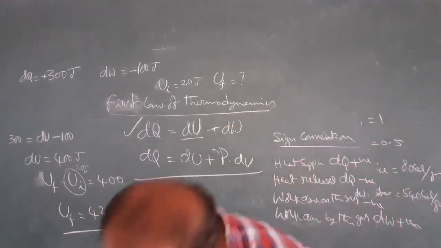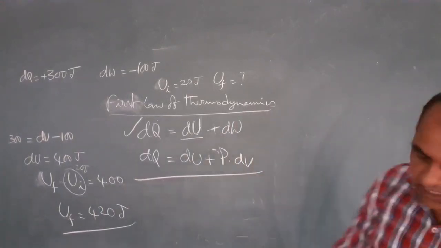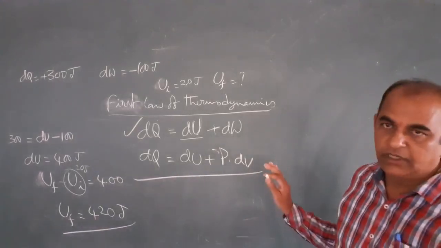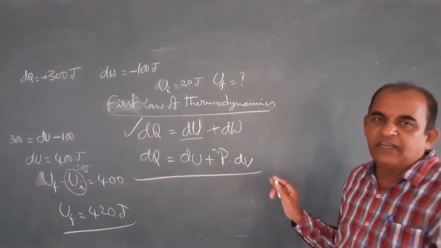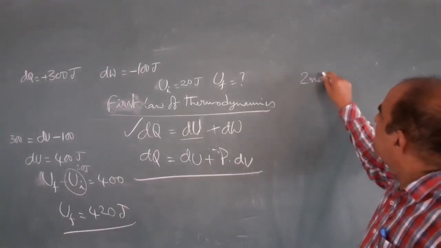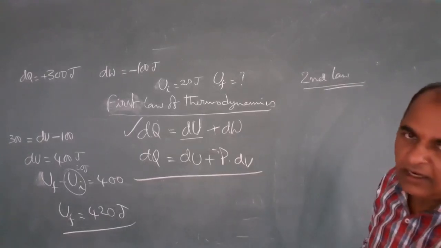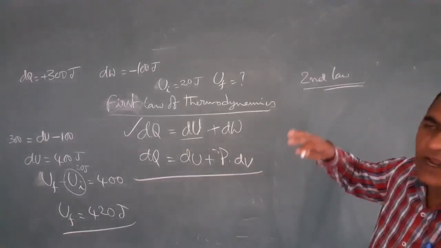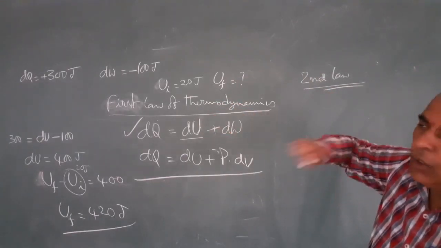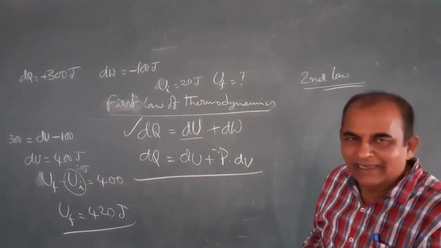So this is the first law of thermodynamics. Okay? And what about the second law of thermodynamics? The second law gives the direction of flow of heat energy, and the first law gives the conservation of energy. The second law of thermodynamics states that generally heat flows from high temperature to low temperature. But from low temperature to high temperature, heat will not flow. That is explained by the second law.